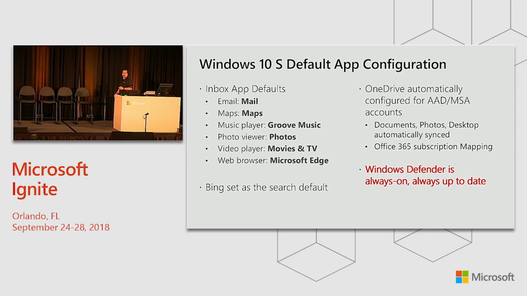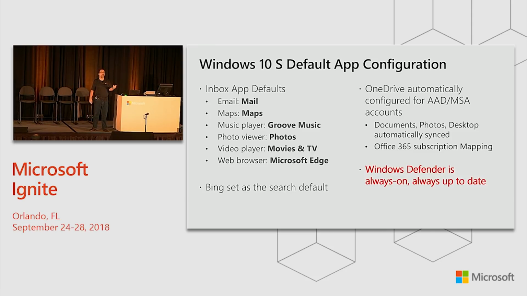So what are the default app configurations when I pick up as a user an S-mode device that has come straight out of the box, straight vanilla? What do I get? I get email, the Mail application, and the Maps application. I get Groove Music, or whatever we're eventually going to call it, Photos, Movies & TV, and of course the default web browser is Microsoft Edge.